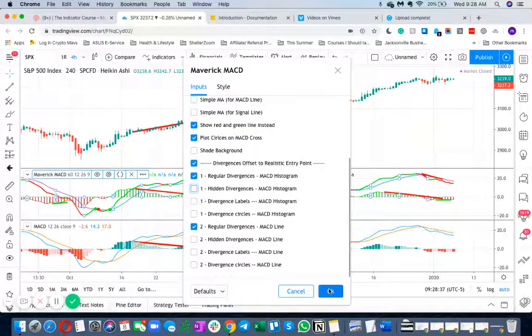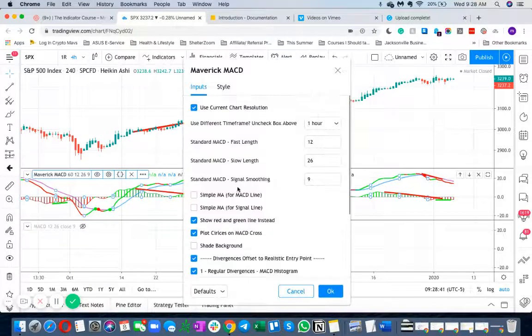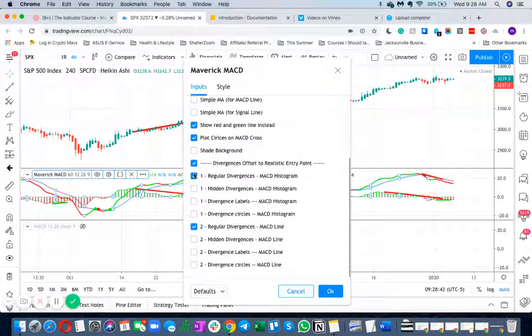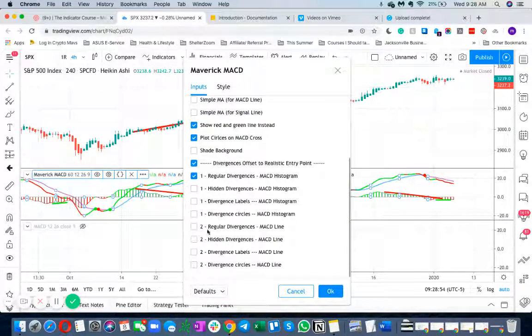Okay, so either or. Let's say I only want to see regular divergence for the MACD histogram. I just uncheck everything except for that, and that's all I'll see. If I want to see every single kind of divergence, I just check that.